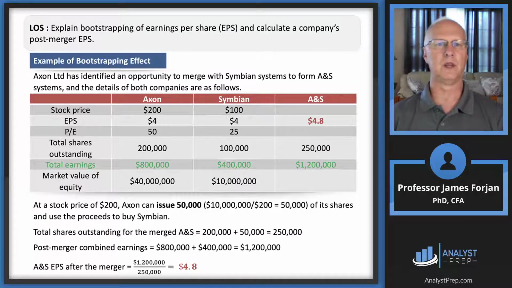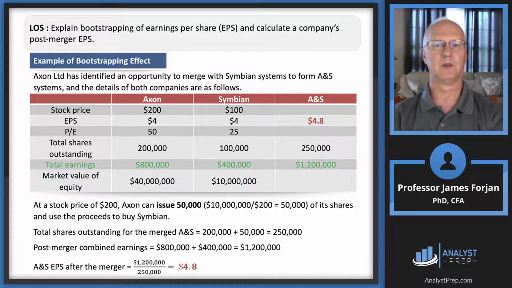And so what the Institute wants us to do with this LOS is to show bootstrapping and then calculate a company's post-merger EPS. So let's go ahead and do that. Take a look at this table that we put together over there on the top right, 4.8. That's the calculate a company's post-merger EPS. So pretend that 4.8 isn't over on the right-hand side.